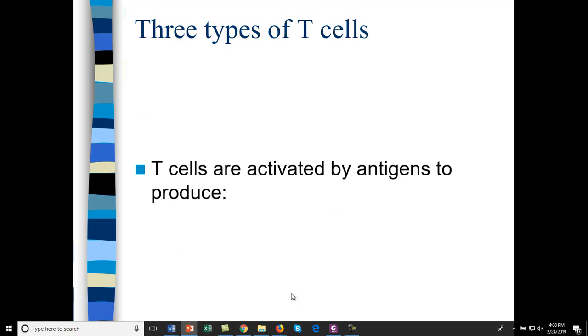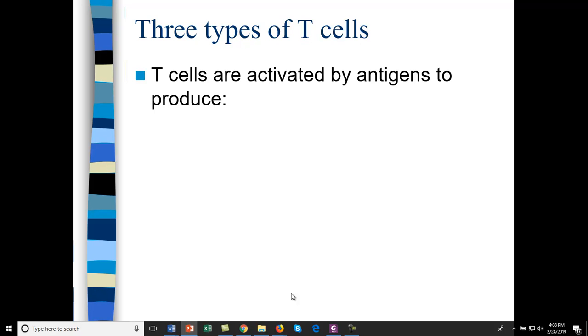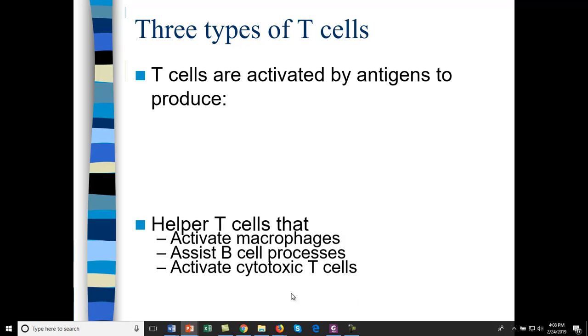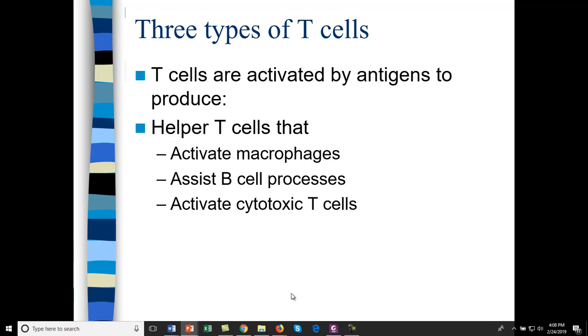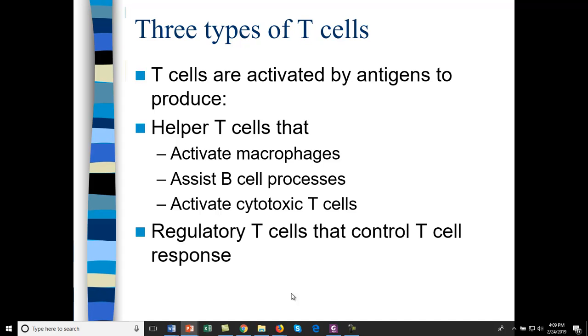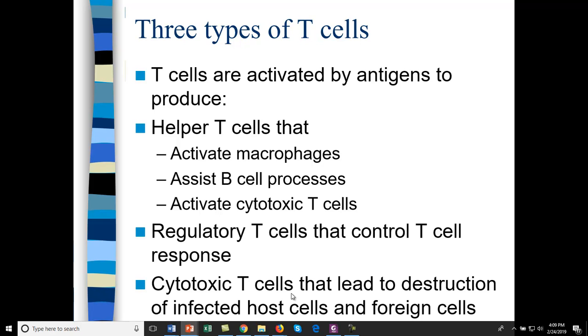Okay, and then we have three types of T cells. T cells are activated by antigens, and they produce these three types: helper T cells, and helper T cells will activate more macrophages. Helper T cells will assist B cell processes, and they also activate cytotoxic T cells, which will kill infected human cells. Then we have regulatory T cells that control the entire T cell response. And then we have cytotoxic T cells that will destroy infected host cells and also foreign cells. Okay, so remember, three types: helper T, regulatory T, and cytotoxic T cell.